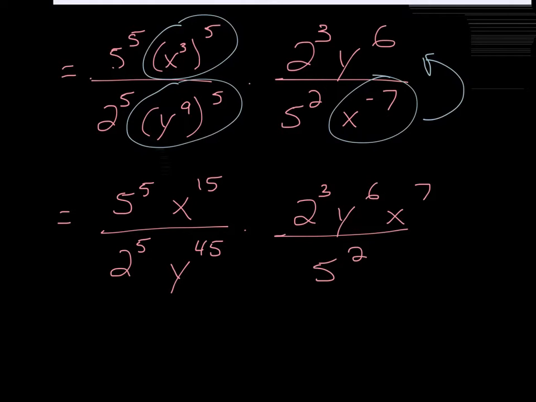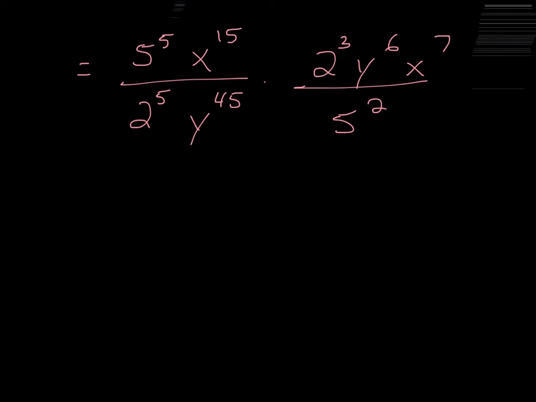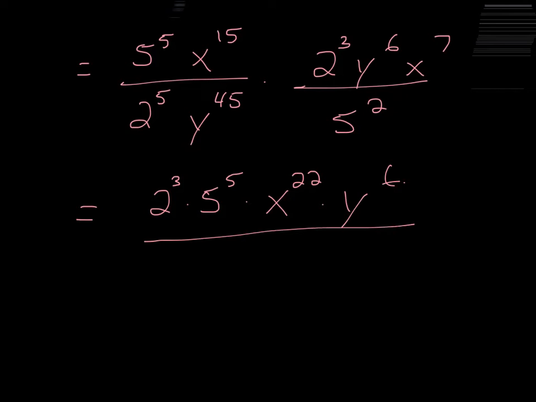What I'm going to do now is just multiply these two fractions together. You multiply straight across. So in the numerators, what I'm going to get is I have this 2 to the 3rd times 5 to the 5th. And then I'm going to put the x's together to get x to the 22nd and y to the 6th. In the denominator, I'll just have 2 to the 5th, 5 squared, and y to the 45th.